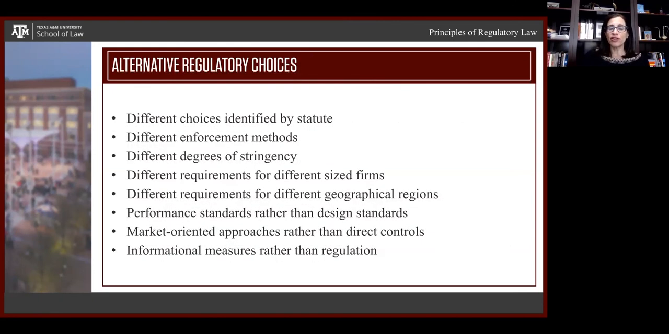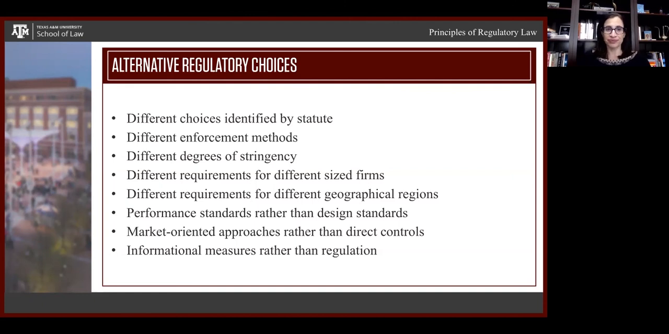And there are also many alternative regulatory choices. So that could be different choices identified by the statute, different enforcement methods, different degrees of stringency, different requirements for different sized firms, different requirements for different geographical regions, performance standards versus design standards, market-oriented approaches rather than direct controls, and informational measures rather than regulation. This just gives you a sense of the different alternatives that agencies need to consider in choosing a particular course of regulatory action.